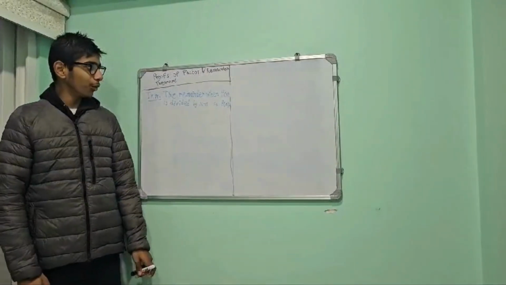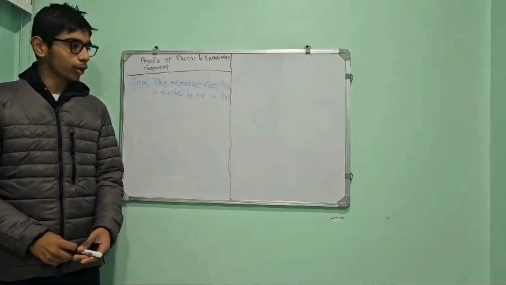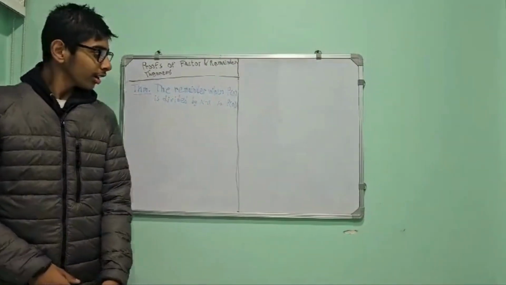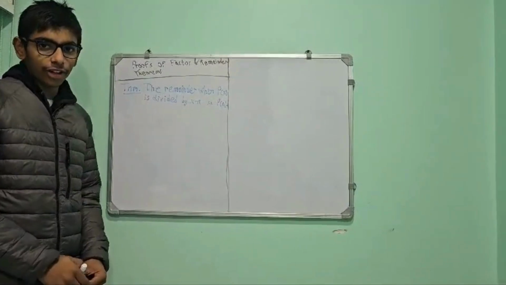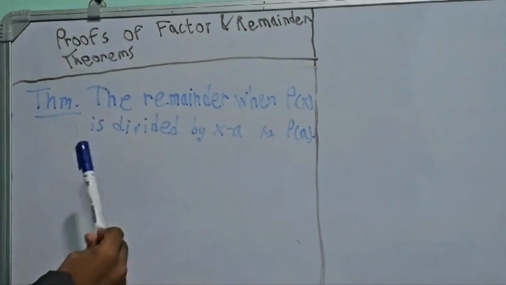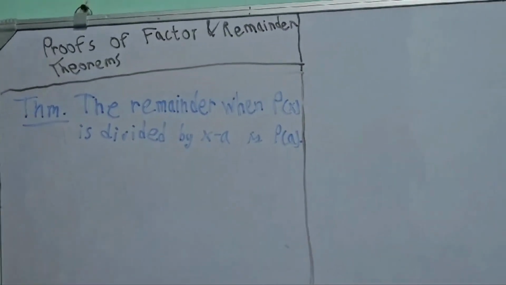Today I'll be showing you proofs of the factor and remainder theorems. So first we'll be looking at a proof of the remainder theorem, then we'll be deriving the factor theorem from it. So here I've written the remainder theorem for you. The remainder when a polynomial p of x is divided by x minus a, where a is any real number, a constant, is p of a.